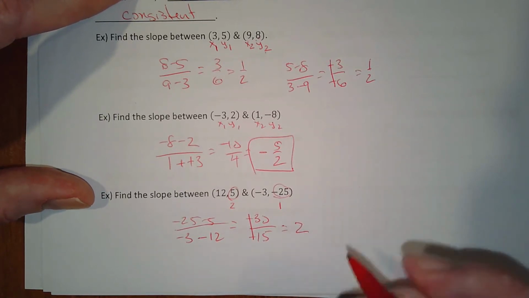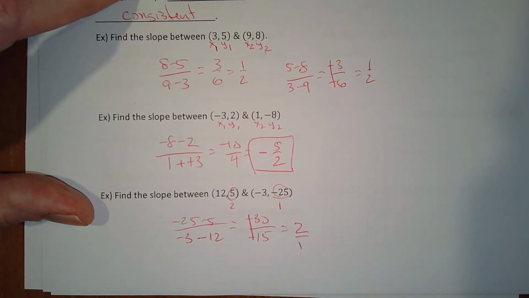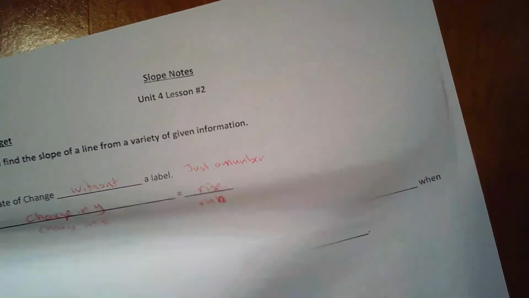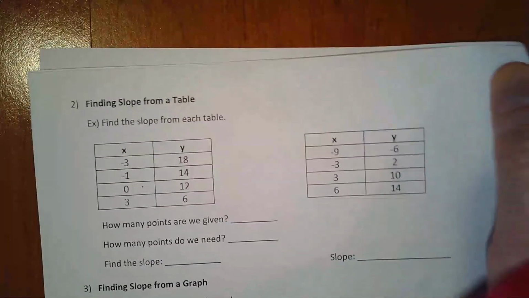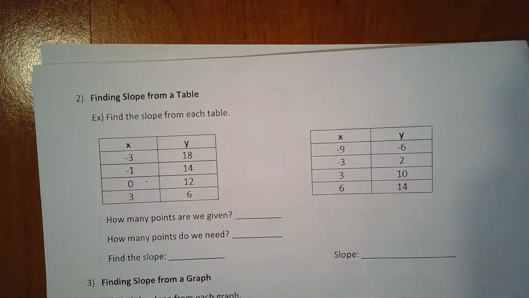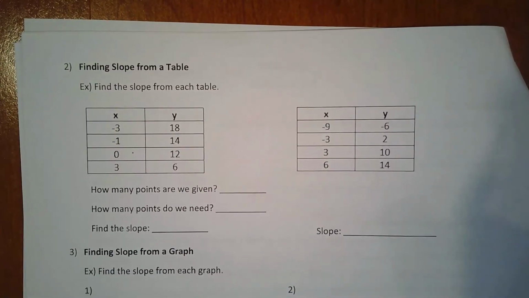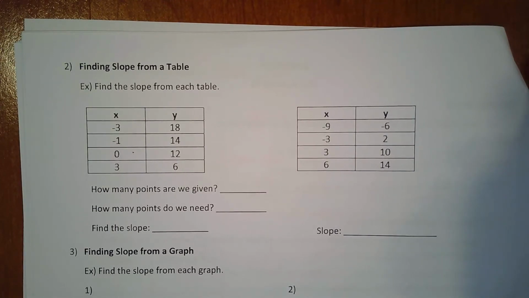Now, if you want to put 2 over 1, that's fine. You could also leave it as just 2. Okay. So that's when you're given 2 points. That's how you find the slope between 2 points. There will be times when they say find the slope from a table, all they're doing is giving you more than 1 point. So it's basically the same question. It's just extra information that you don't entirely need at all.